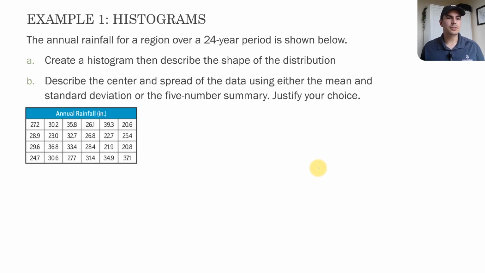First one here, we're going to use a histogram. We've got annual rainfall over a 24-year period shown here. And we're going to create a histogram and describe the shape. And then we need to describe the center and spread of the data using the correct values. And we need to justify why we did that. So let's go ahead and get our calculator up.